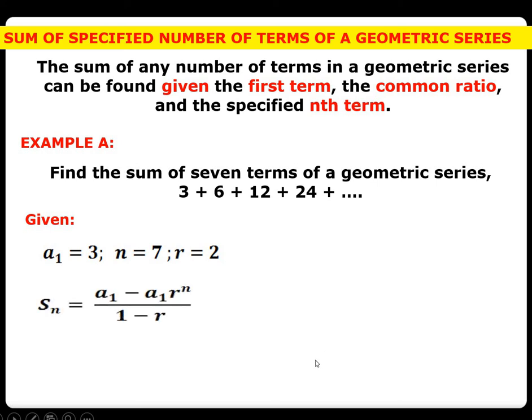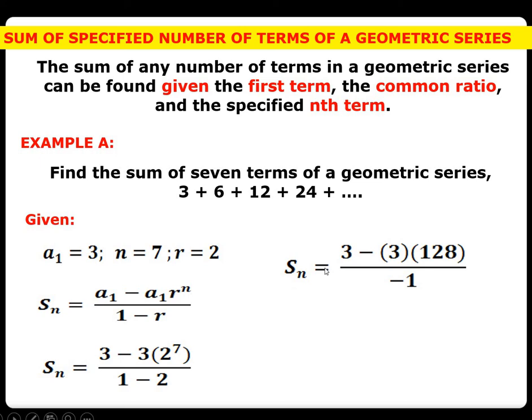Okay, using the formula for the geometric series, we have s sub n equals a sub 1 minus a sub 1 times r raised to n all over 1 minus r. And by substitution, we have s sub n is 3, a sub 1, minus 3, again a sub 1, then 2, that is your r, and your n is 7. Then 1 minus r is simply 1 minus 2.